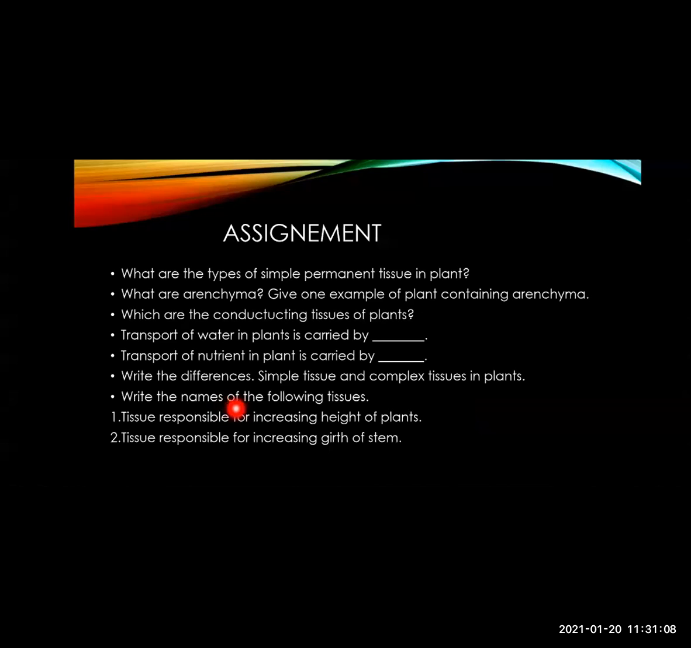Apical meristems present in the tip of root and stem increase the length of the plant. Tissue responsible for increasing the girth of the stem. Girth means diameter. Which tissue will lead to an increase in the diameter of the plant? The lateral meristem. The lateral meristem helps in increase in girth of the stem.